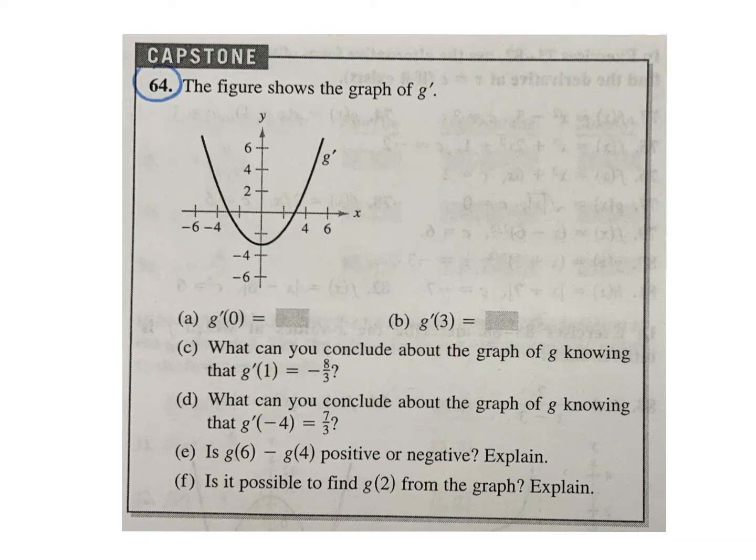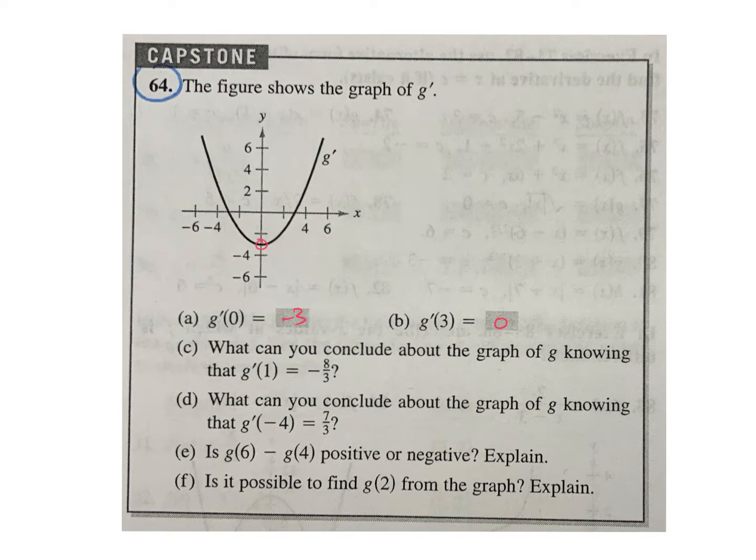So 64, it's asking, this has a G prime graph. And the first thing it says is G prime of 0. So what is G prime of 0 from this G prime graph? It's -3. G double prime of 0 would be 0, but we already have a slope graph going on here. All right. So what is G prime of 3? 0. Which means it's a horizontal tangent right there of G. That's what that means.